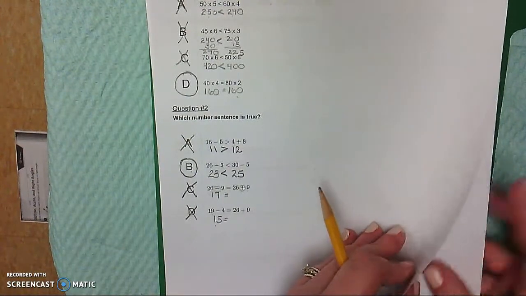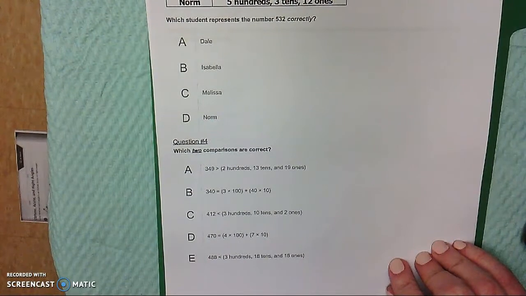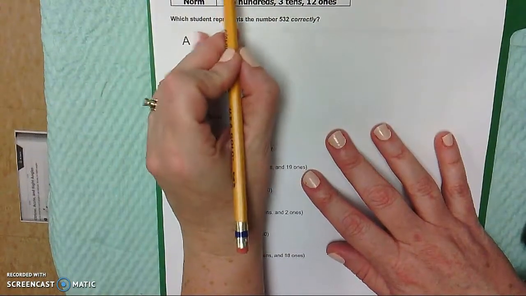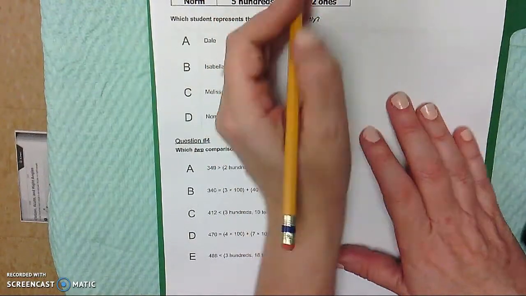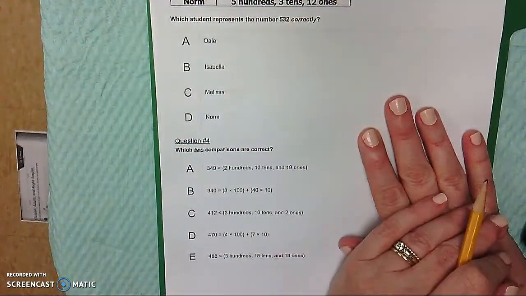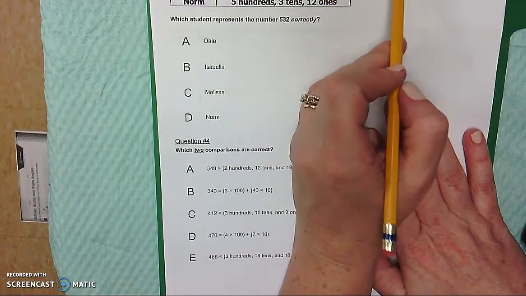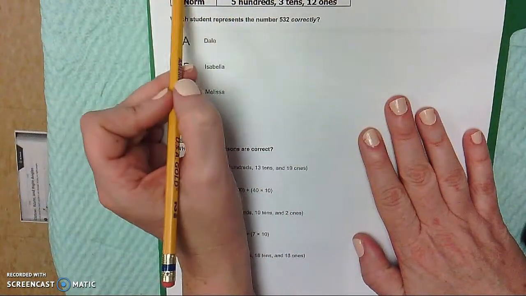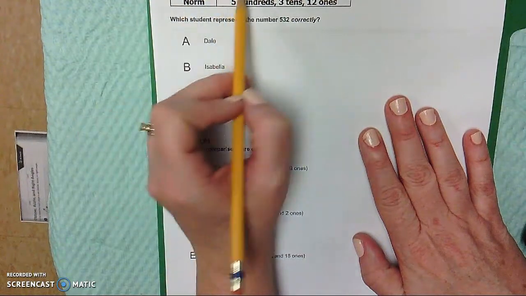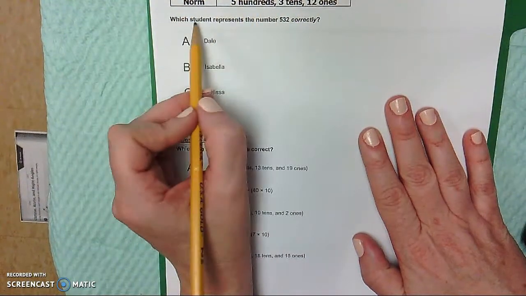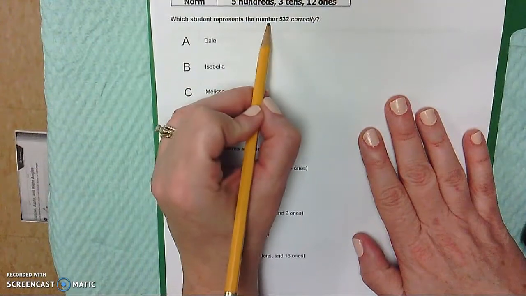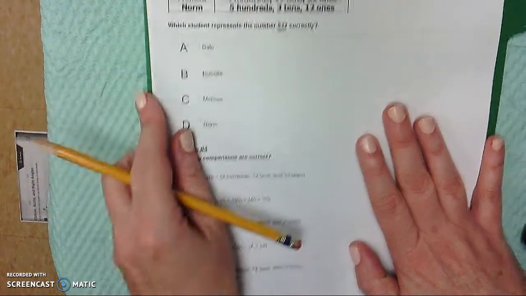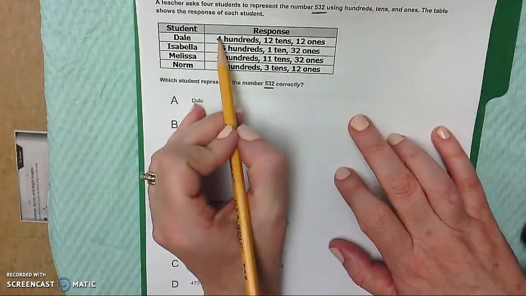Question number 3. Okay? Question number 3. It says a teacher asked 4 students to represent the number 532 using hundreds, tens, and ones. The table shows the response of each student. We have Dale, Isabella, Melissa, and Norm, and this is what they wrote. Which student represents the number 532 correctly?